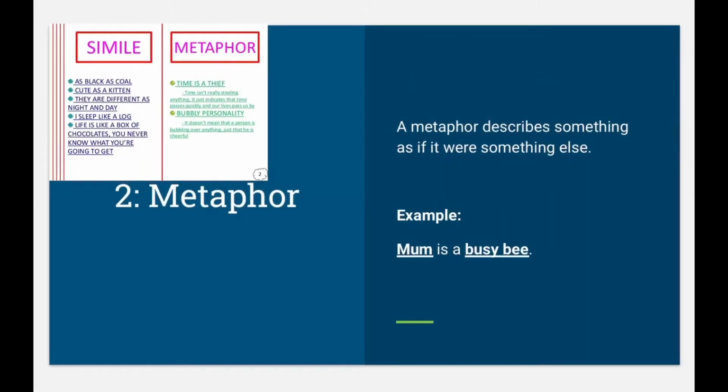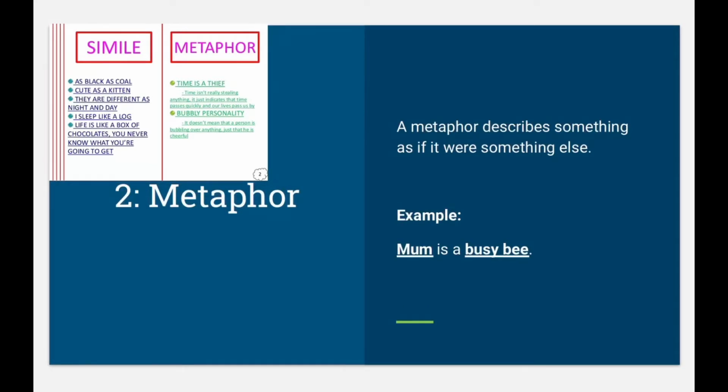Okay, so next we have the metaphor. A metaphor describes something as if it were something else. Example, Mom is a busy bee. Many people get mixed up between the simile and the metaphor. Well, I'm going to show you an example of both. Time is a thief. Time isn't really stealing anything. It just indicates that time passes by quickly.